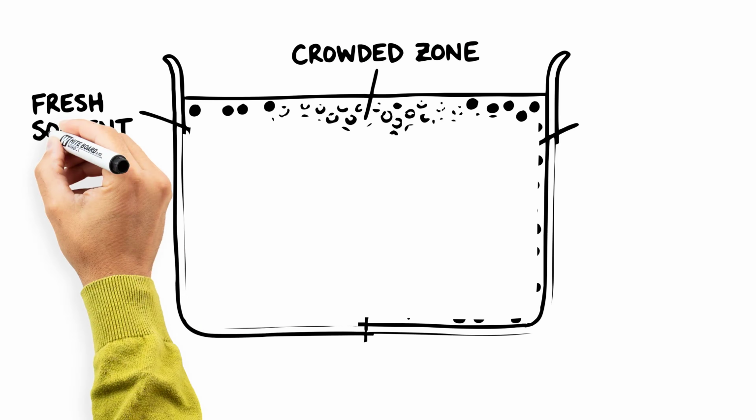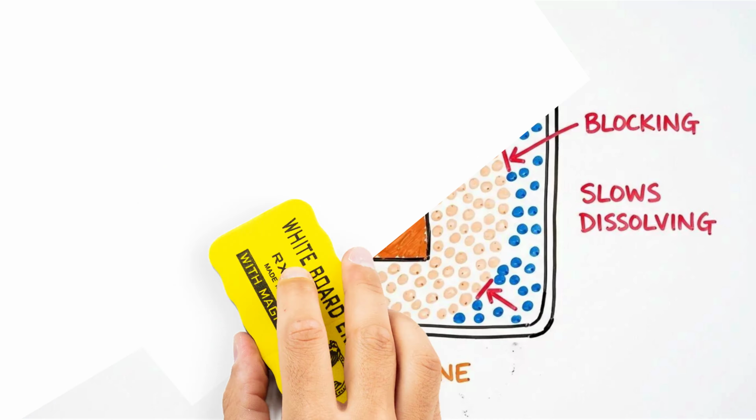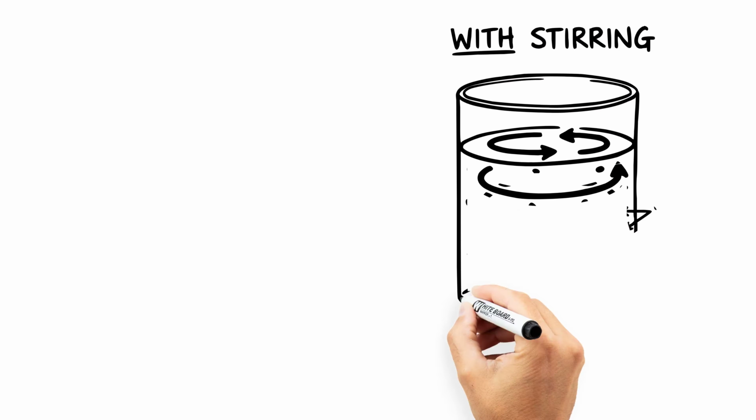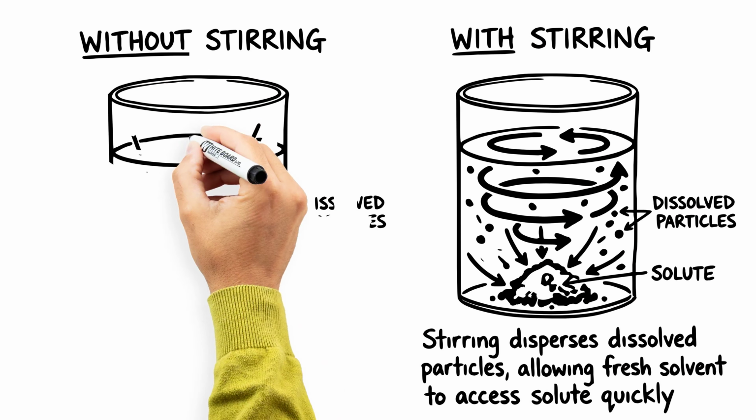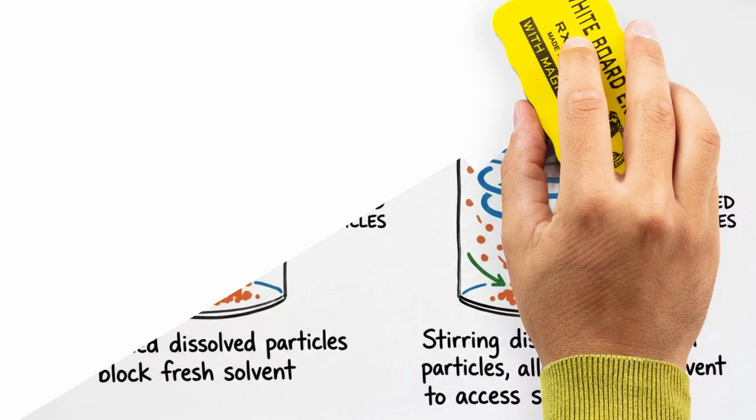When the solute starts dissolving, dissolved particles build up around it. This slows things down. The area near the solute becomes crowded. There is less room for more dissolving to happen. Stirring physically moves those dissolved particles away. It brings fresh, undissolved solvent into contact with the solute. More fresh solvent means more dissolving. Stirring continuously refreshes the contact zone.